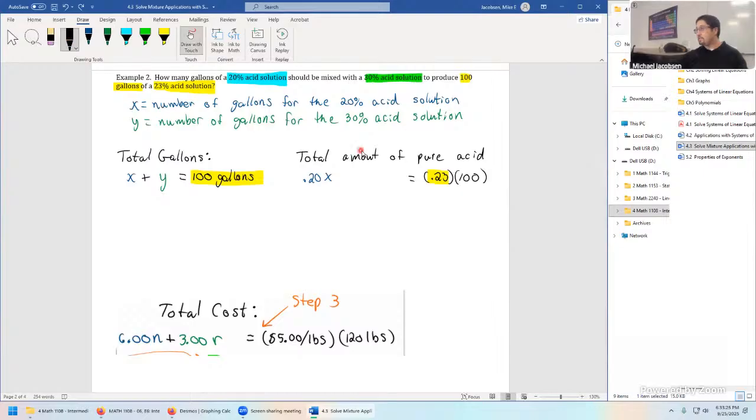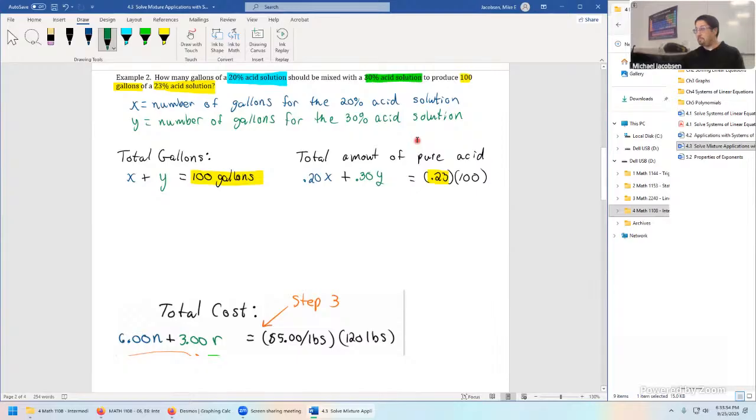Then we add to it. To get this amount of pure acid, it came from two solutions. So we add the same thing here. Y is the number of gallons of the 30% acid solution. So take 0.30 times Y, and it tells us how many of these gallons Y was that pure acid. So now we have a pure acid equation, analogously doing something very similar to the very last problem.